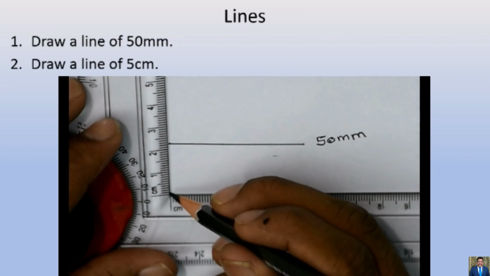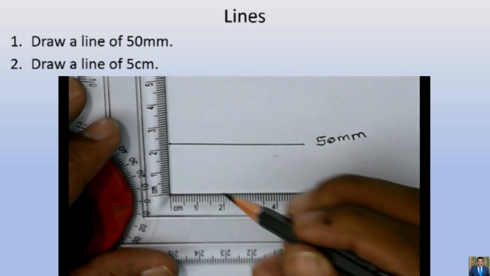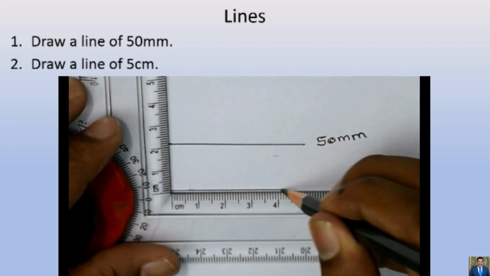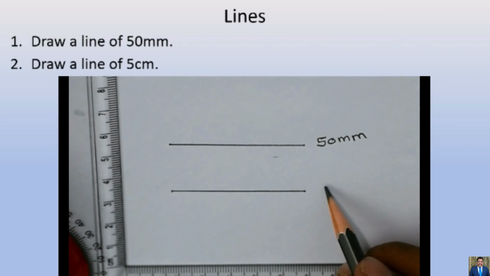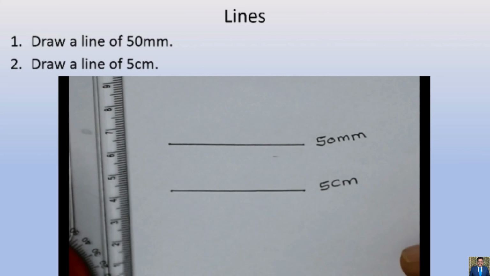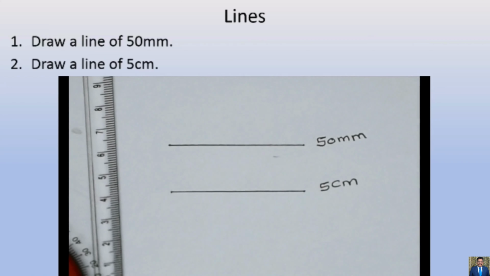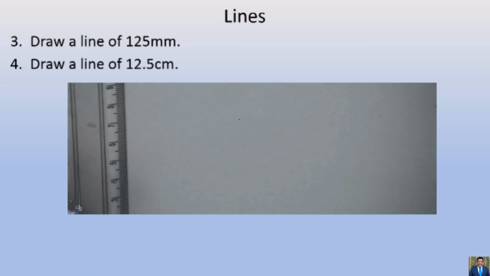And now I will draw the other line, which is 5 centimeter. So this is 1, 2, 3, 4, 5 centimeter. So I'll mark this line as the 5 centimeter line. You can observe that both lines are equal because 10 mm is equal to 1 centimeter. Here we will see two more problems: draw a line of 125 mm and draw a line of 12.5 centimeter.